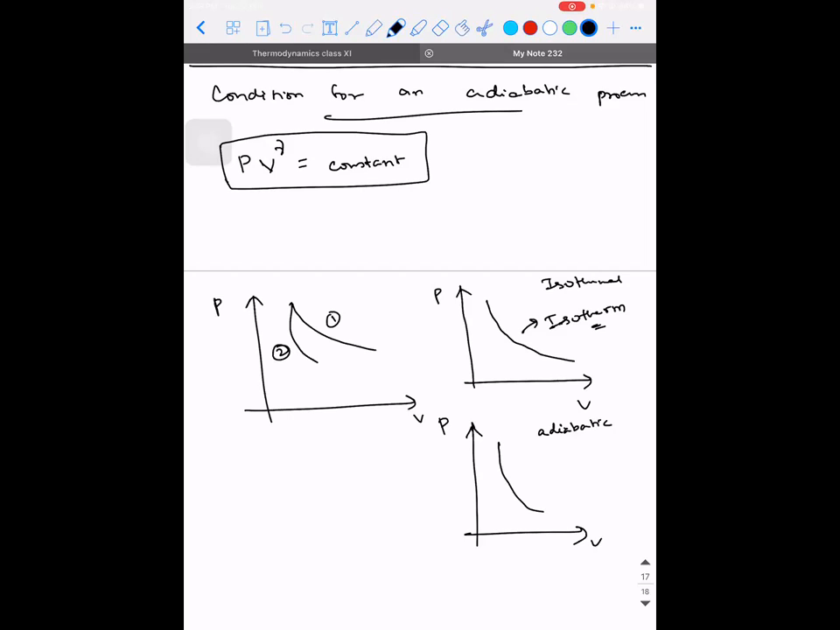So the adiabatic process is steeper. Is that clear? Sometimes they might ask you what an isotherm is also. An isotherm is nothing but the graphical representation of the relation between pressure and volume under isothermal conditions. Clear? Shall I move on?